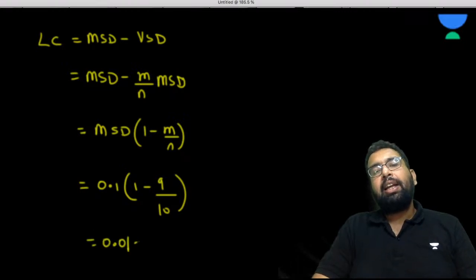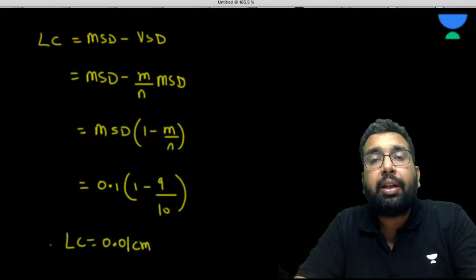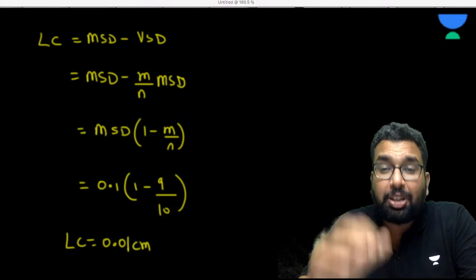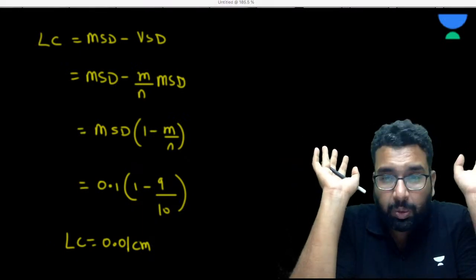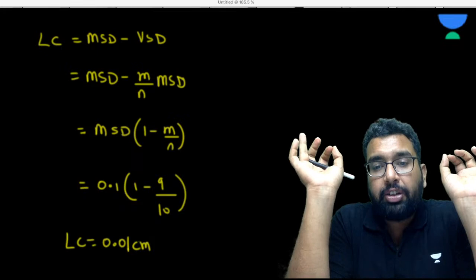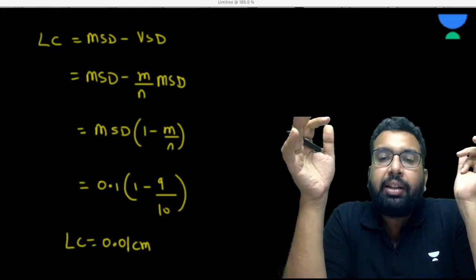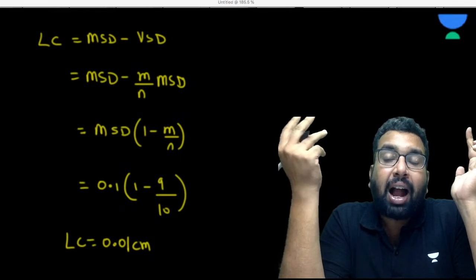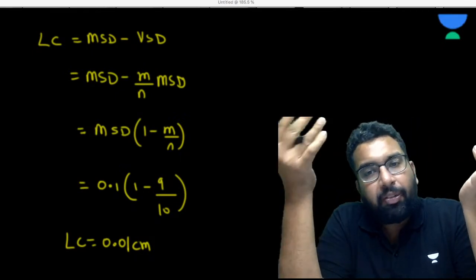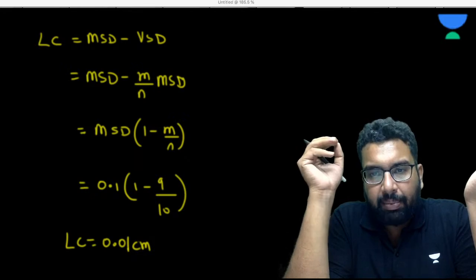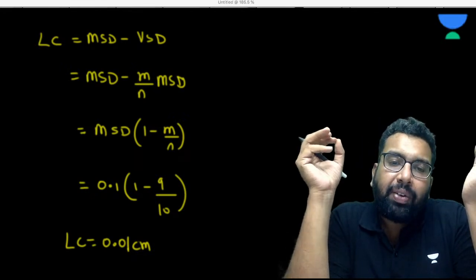That is what I told you in the beginning: the least count of a Vernier caliper is 0.01 centimeter. Generally, again, don't forget this term, generally, that I am using again and again, because Vernier calipers can be different as well.